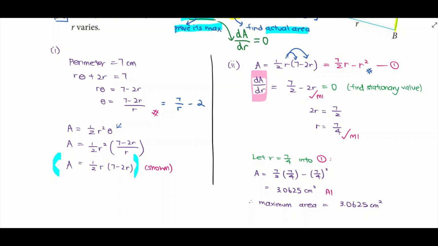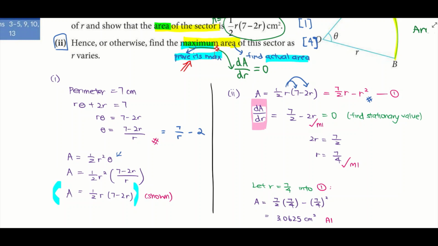But guys, I'm not done yet. This is a 4 marks question. Where's the 1 mark going to? Remember the last mark, as I said, you need to prove. If you don't prove, you're missing out that 1 mark. So how I'm going to prove is second derivative test, because it's so easy to differentiate this.